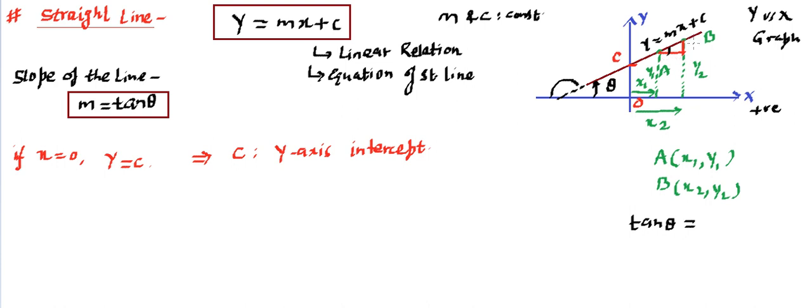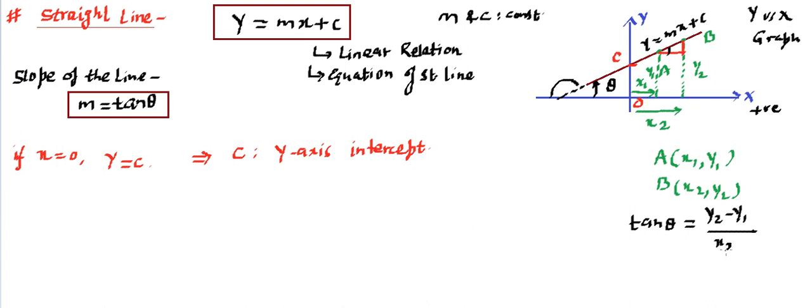Can you see what this perpendicular is going to be? Is it going to be y2 minus y1? So it becomes y2 minus y1. And what is this base going to be? Can you see that the base is going to be x2 minus x1? So the base becomes x2 minus x1.